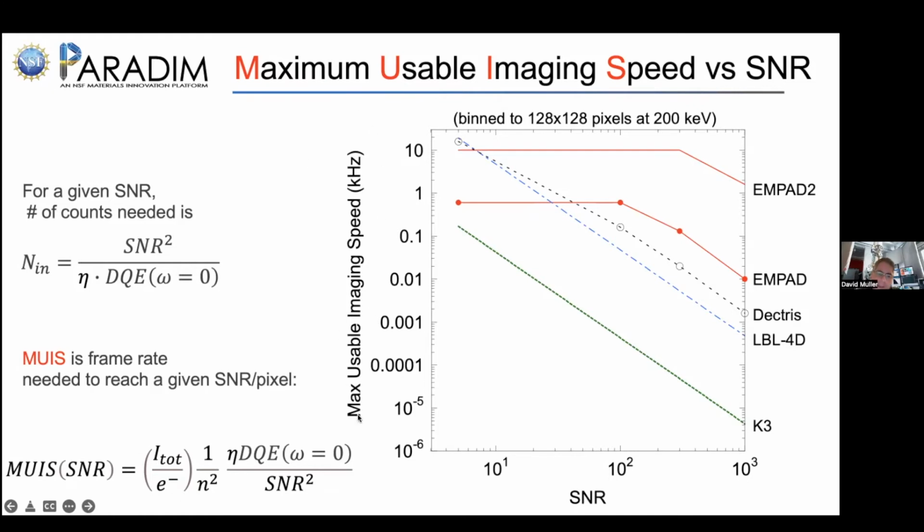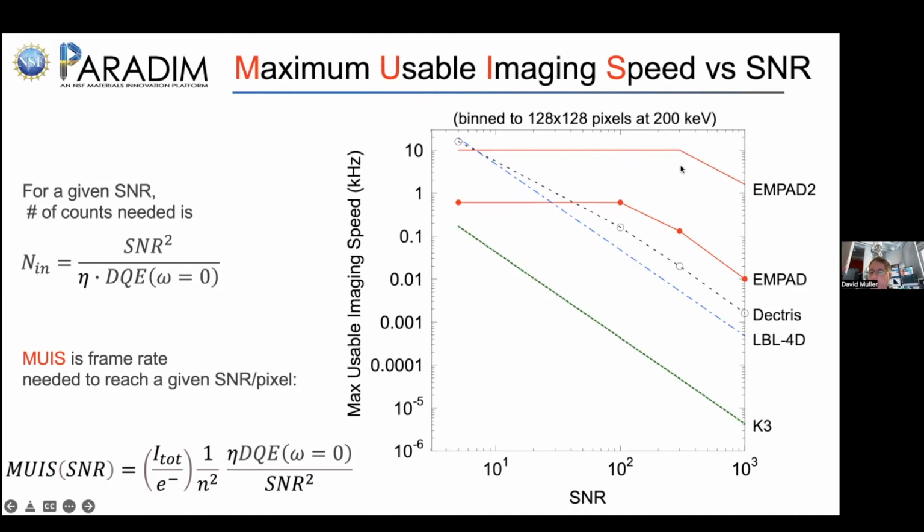And so we came up with a metric that we call the maximum usable imaging speed, which tells us how fast I can run the detector if I need a minimum signal to noise ratio. So just to form an image, I need a signal to noise ratio of about 5, and that would be somewhere over there. And with a signal to noise ratio of 5, a lot of the pulse counting detectors are going to do just fine for taking an image. But for a diffraction pattern, particularly for magnetic imaging, I need a much higher signal to noise ratio, and then the pulse counting detectors do not do well.